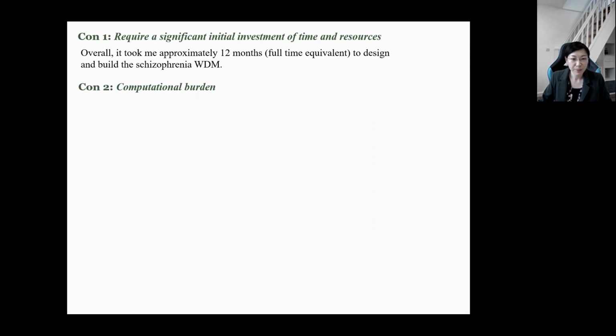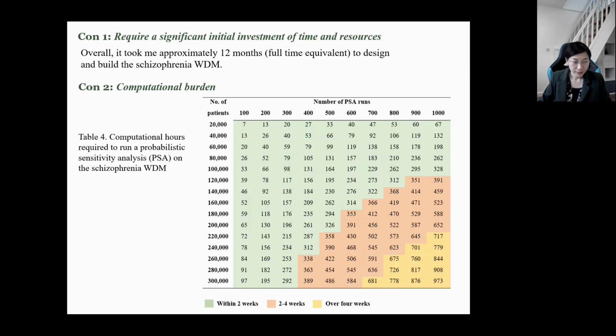Another problem is computational burden. Table 4 shows the computational hours required to run a probabilistic sensitivity analysis, the so-called PSA, on the schizophrenia whole disease model. For those of you who are not familiar with PSA, it's basically a type of sensitivity analysis which involves running the model multiple times using different sets of input data, to test the impact of joint uncertainty of the input data.